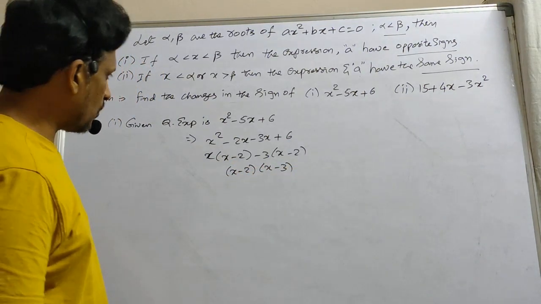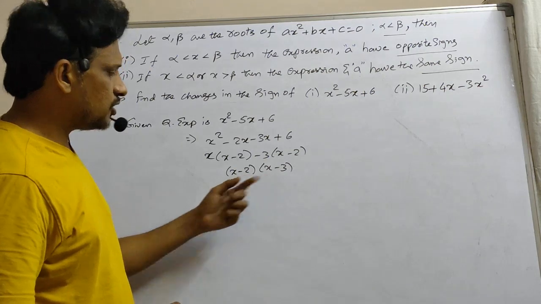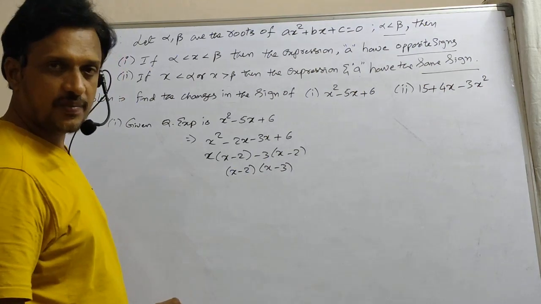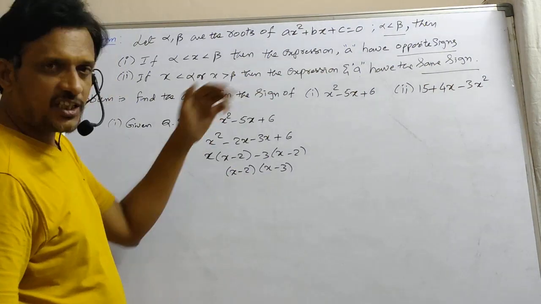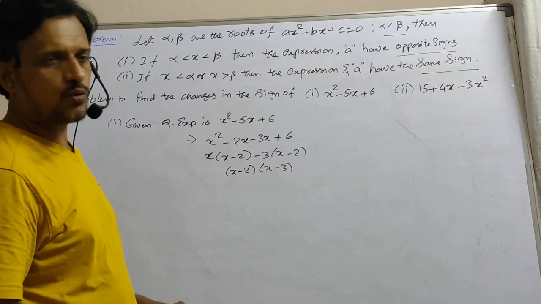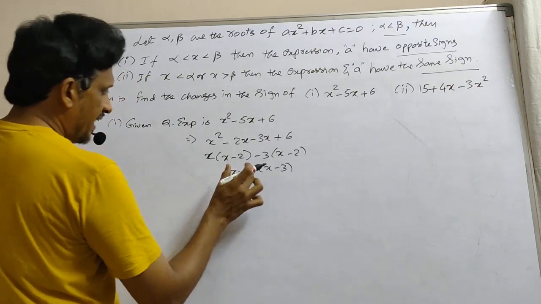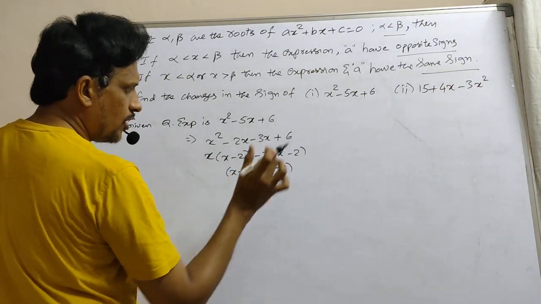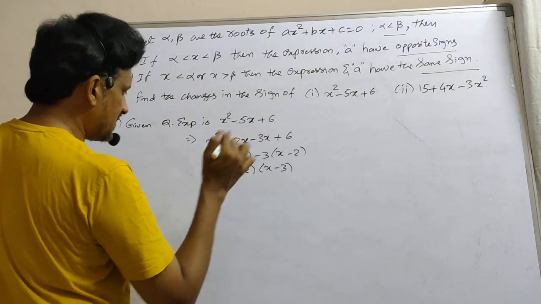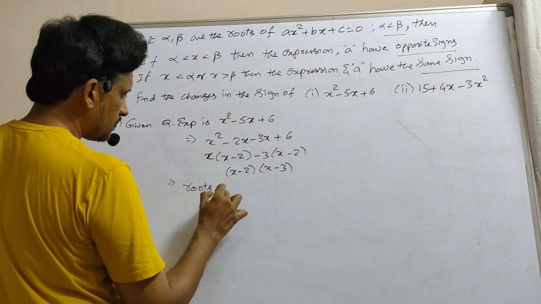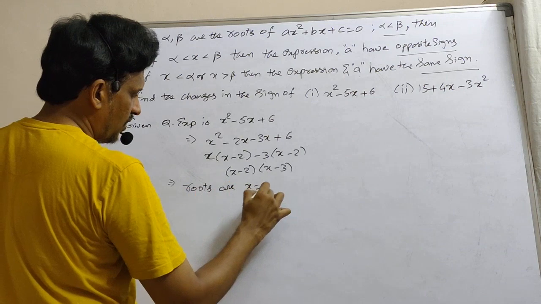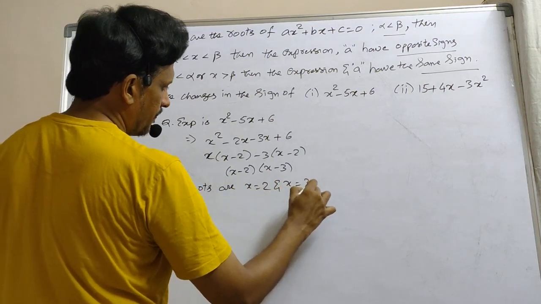So you can write the given quadratic expression as the product of these two linear factors, x minus 2 and x minus 3. To get the roots, equate the given expression to 0, meaning you have to write the equation. So x minus 2 into x minus 3 equal to 0 gives x is equal to 2, x is equal to 3. Here the roots are x is equal to 2 and x is equal to 3.